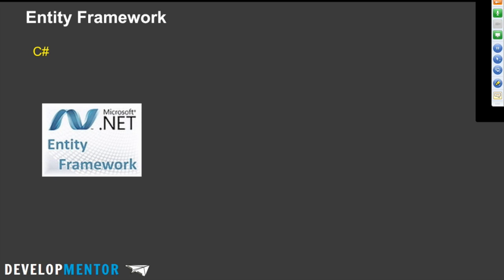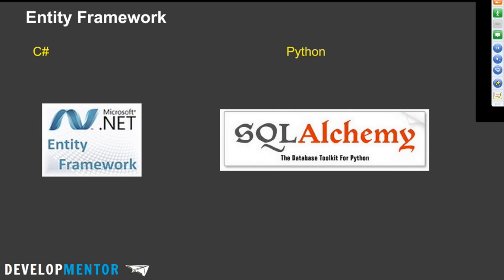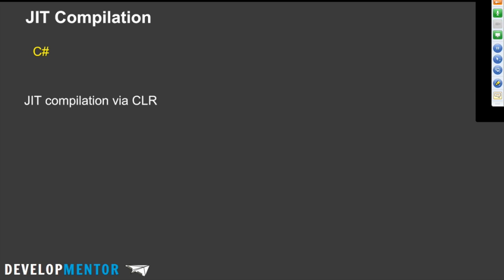In .NET, the main ORM is Entity Framework. Well, in Python, there's something called SQLAlchemy, and it's just as awesome as Entity Framework. If you know Entity Framework well, think of Entity Framework Code First, all the cool stuff you can do there. SQLAlchemy is sort of that for Python. Very nice.